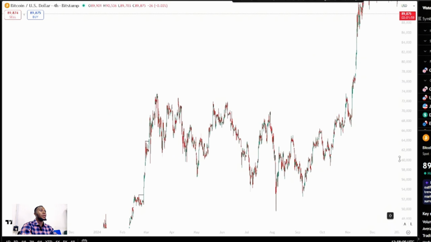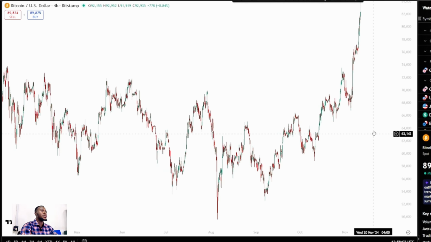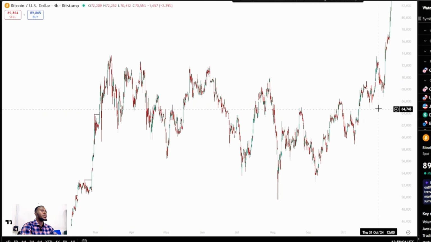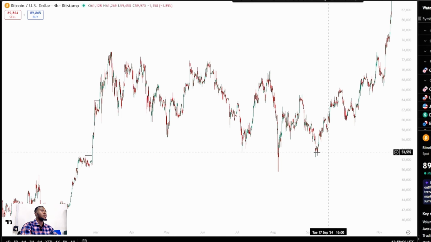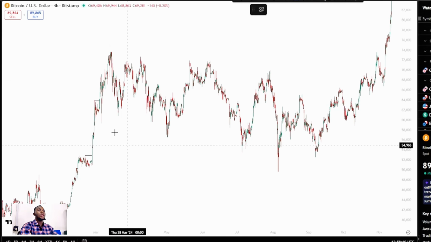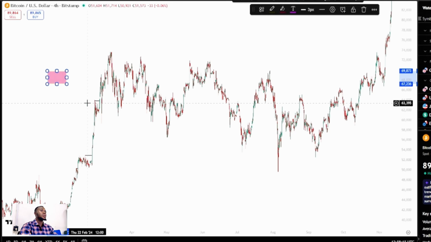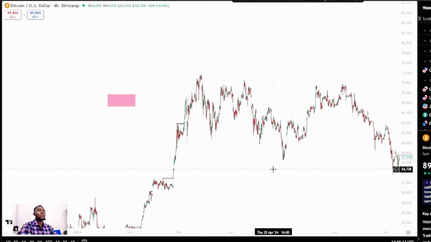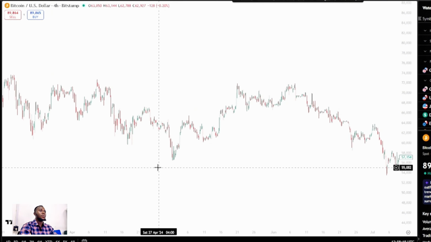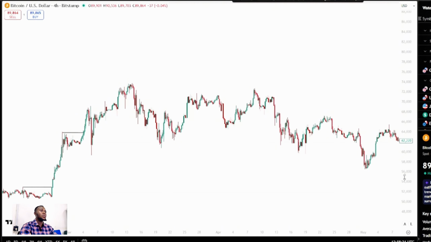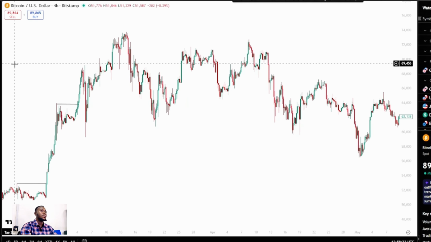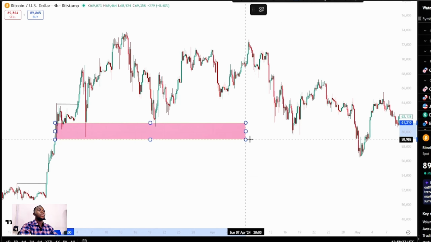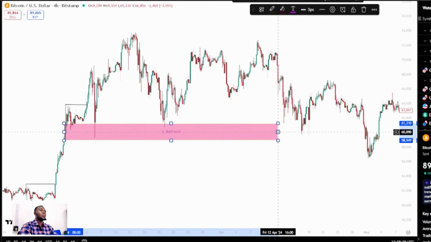Okay, I have a good example here for sideways market structure. Let me zoom this out. Now this is it here. Let me use it as an illustration right here. Let me zoom this out so that you see it clearly. Okay, right. Now we have market at this support level here.